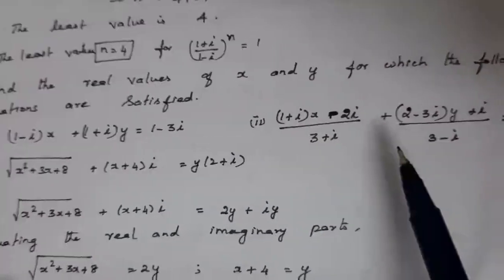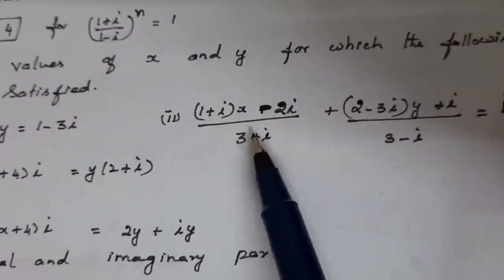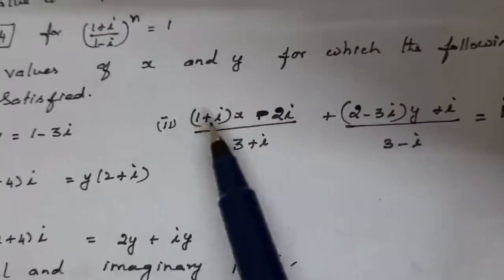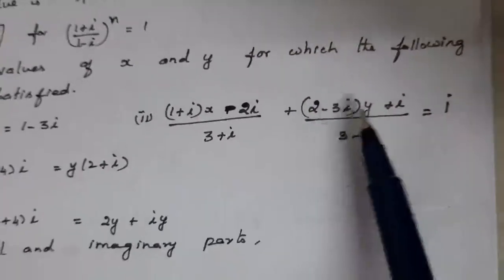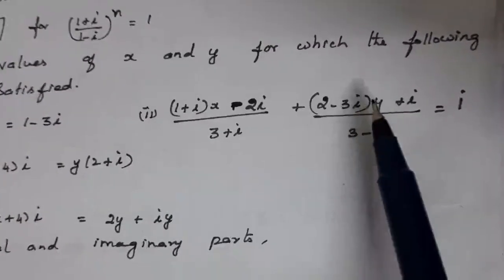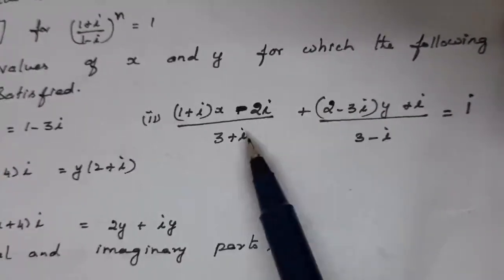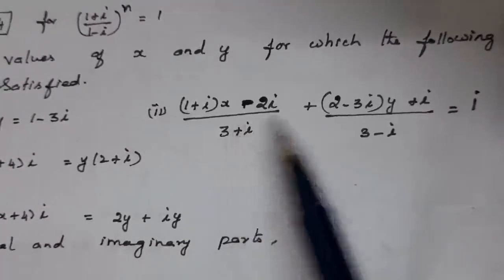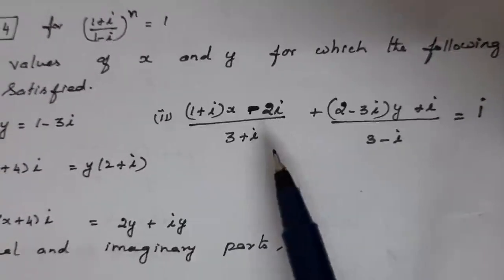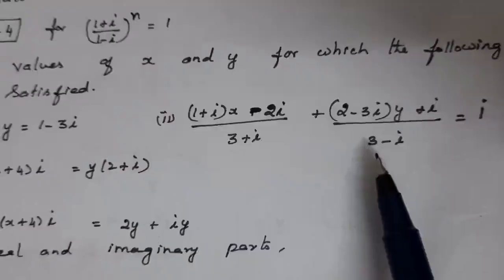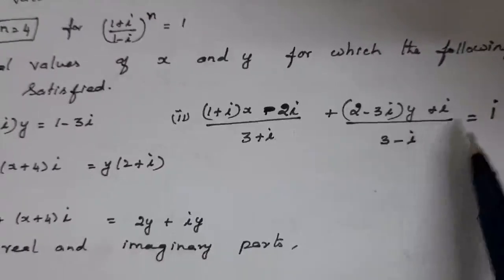Likewise, in the second problem, it has two parts. In the first fractional part, the numerator is not in the standard form, so rearrange the terms so that you get the numerator in standard form. Similarly, rearrange the numerator of the second one to get it in standard form. Then, instead of multiplying and dividing by the conjugate of the denominator, look at the denominators. They are conjugates of each other. So just as you add two fractions by taking the LCM, here take the LCM of 3 plus i and 3 minus i, multiply 3 minus i to this complex number and 3 plus i to that complex number, and then equate it to i.